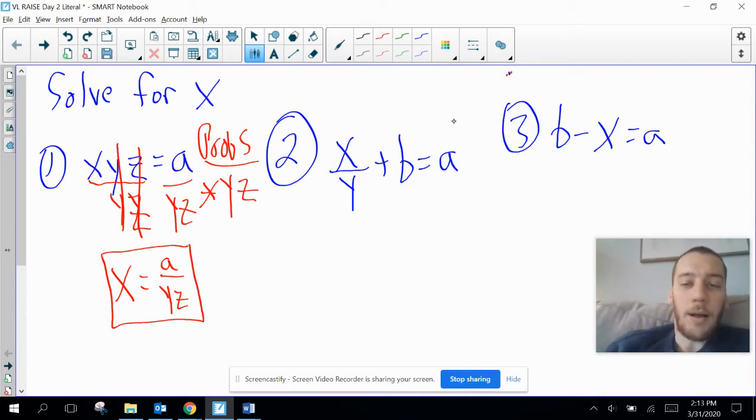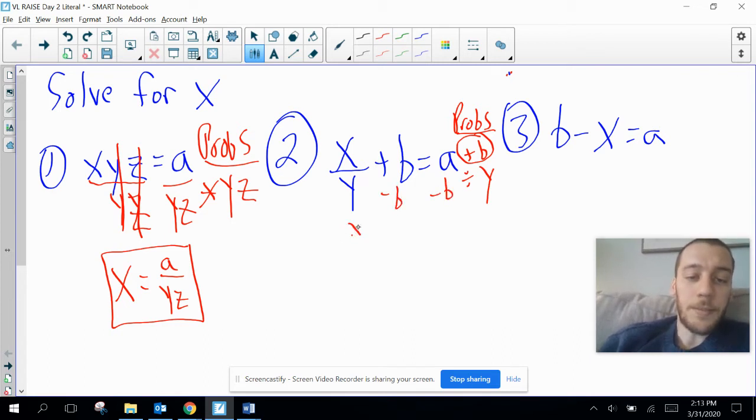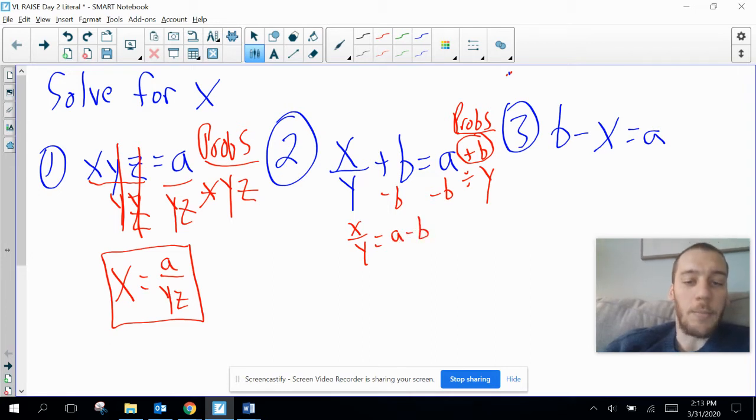Over here, making a list of problems. What's wrong with x? Well, it's being added with b and being divided by y. So farthest away. Remember, this is like in your house, upstairs, downstairs. This is like your neighbor. Farthest away is the b. That's what I'm doing first. So the inverse operation of plus b, we're going to minus b on both sides. Left with x over y equals a minus b. Those cannot combine. Done with this one.